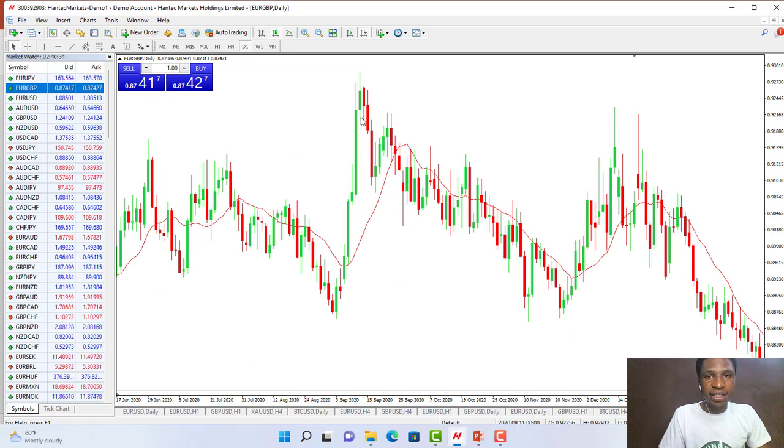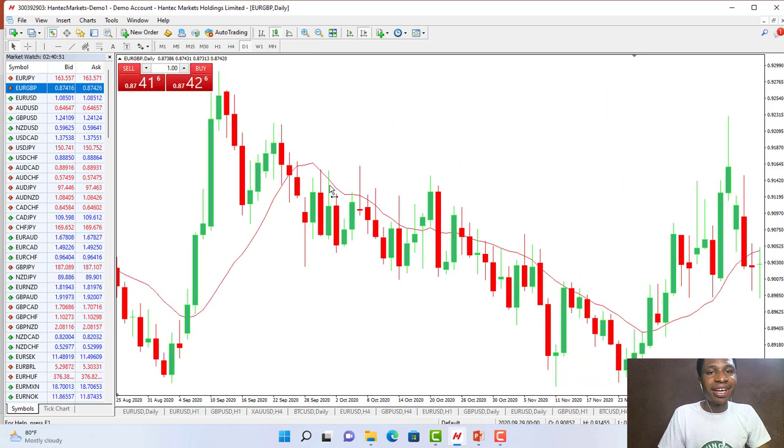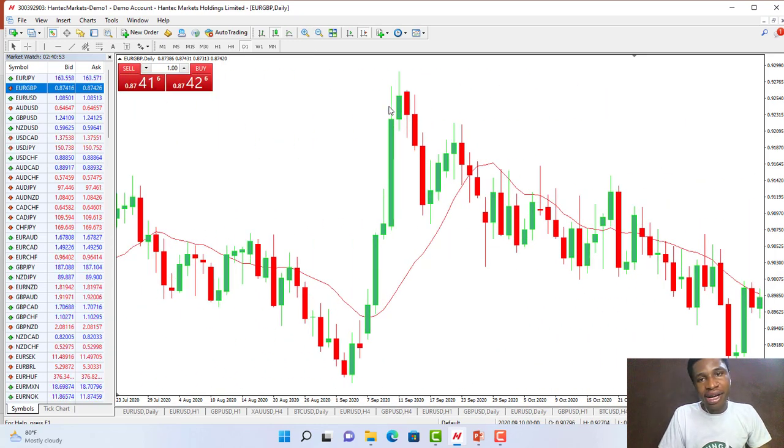Okay, let's look at this. This is an example of a dark cloud. You can see it here. There was a gap up. You have to put it into consideration for you to see it. You can see there was a buy, buy, buy, buy, buy.